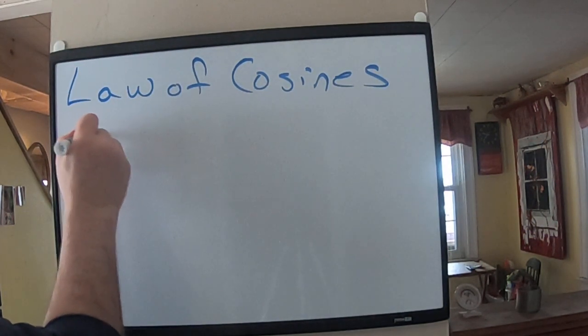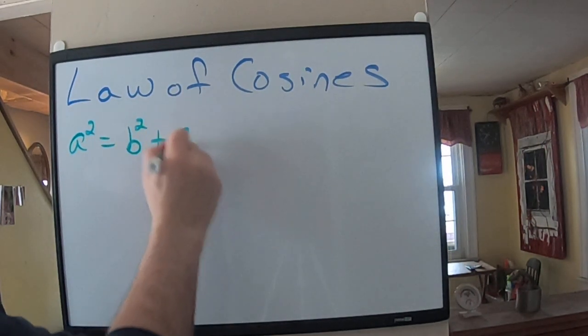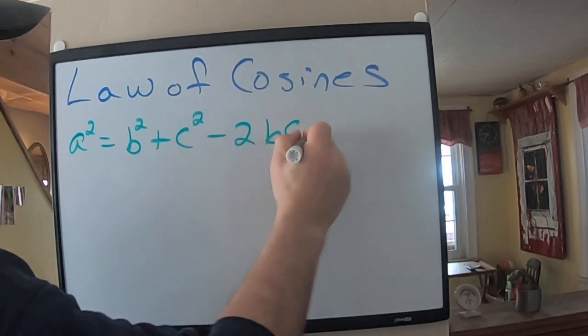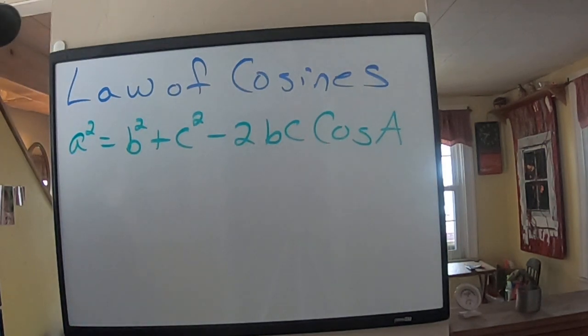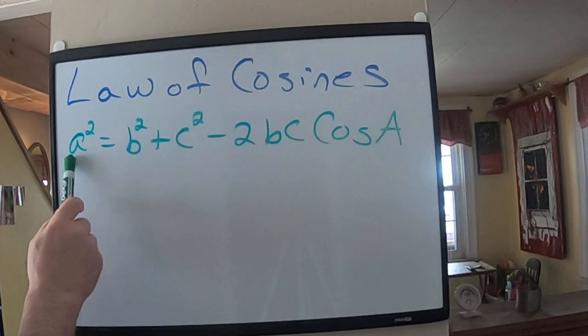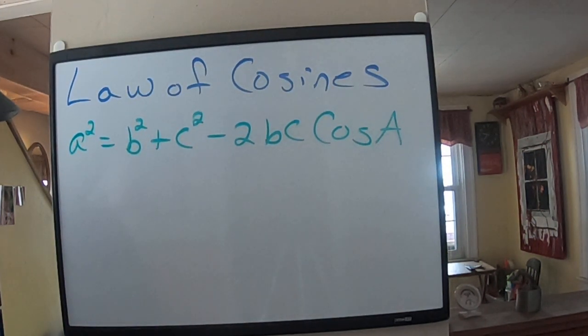Side a squared equals b squared plus c squared minus 2bc cosine A. Now, the lowercase letters are the sides and the uppercase are the angles. The side over here by itself is always the side across from the angle you're taking the cosine of.